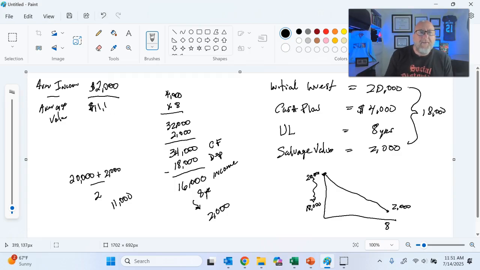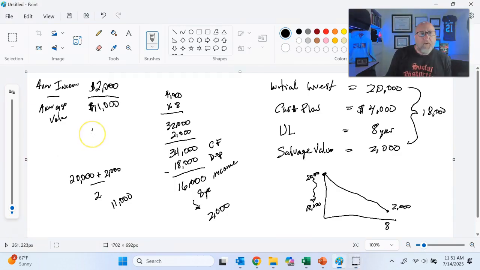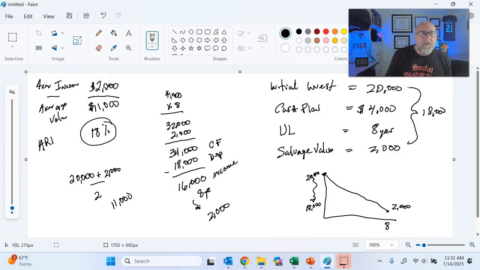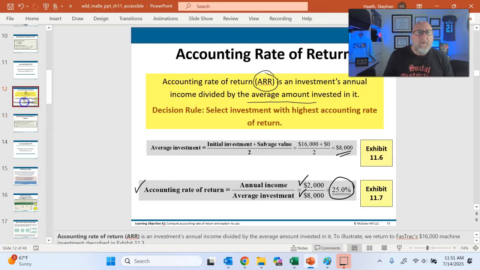So 11,000. What is 2,000 divided by 11,000? I'm coming up with approximately 18% accounting rate of return. So in this particular example, I have an accounting rate of return of 18%. The book gave us an example where we had 25%. We want to clearly pick the one with the higher accounting rate of return. So in this particular example, I would go with 25%, this investment, over the one that I just made up on the other slide, because 25% is greater than 18%.